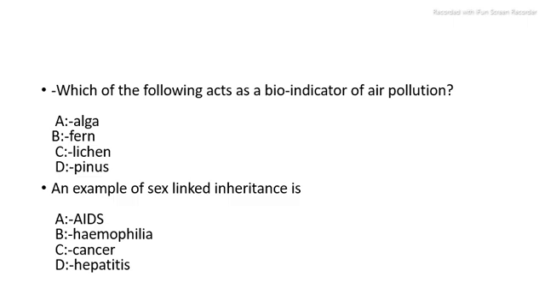So next question, an example of sex-linked inheritance is option A, AIDS, option B, hemophilia, option C, cancer, option D, hepatitis. So this question also will be familiar to most of the people. The correct answer is hemophilia. It is a sex-linked inheritance.